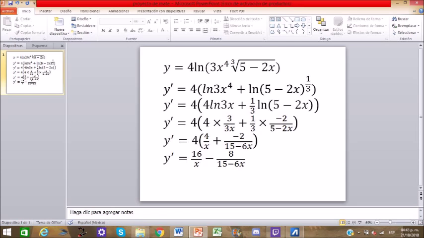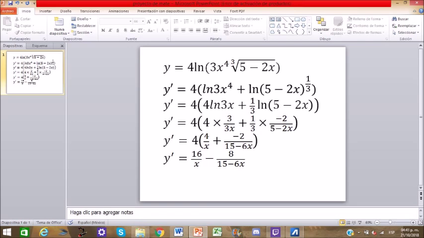So if we do that, the derivative of 3x is 3 over 3x, which is being multiplied by 4, plus 1/3 times the derivative of 5 minus 2x, which should be negative 2, over the original u, which is 5 minus 2x. So in this step, in the end, you should get 4 times, in parentheses, 3 over 3x plus 1/3 times negative 2 over 5 minus 2x.